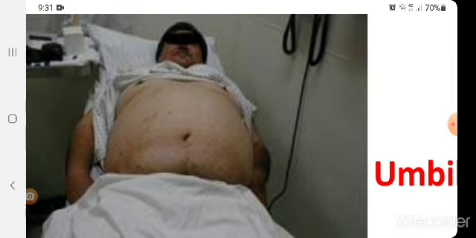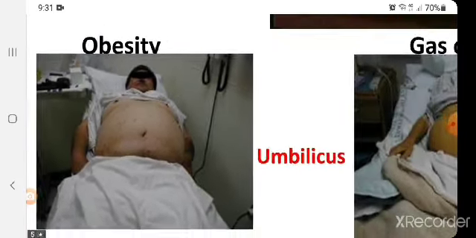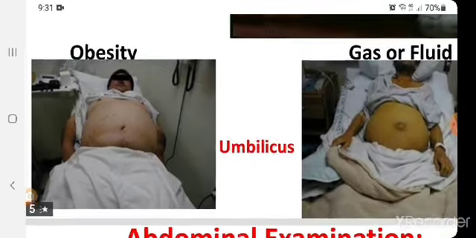Previously they were called striae gravidarum. They are called striae gravidarum. And this is striae and the normal umbilicus and the full flanks. Usually this is an obese patient. This is an obese patient, and in the obese patient, the umbilicus is normal.